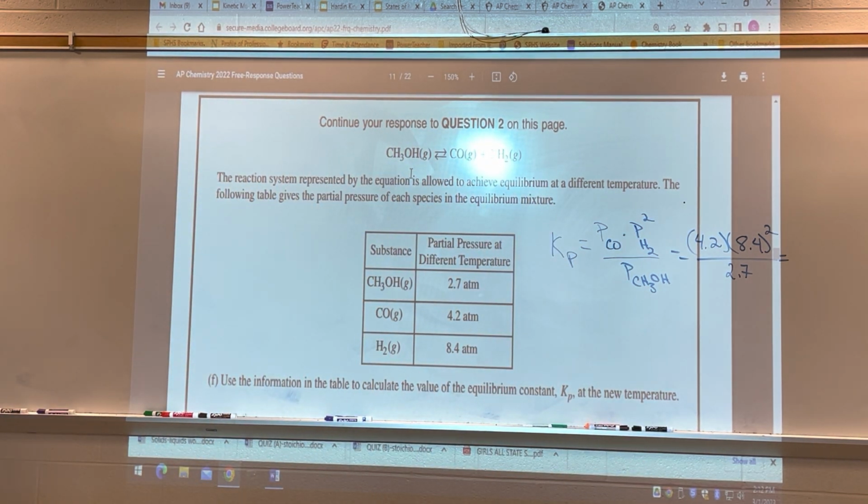You can do it one-handed? 106. 110. 110? Isn't it 2 sig figs? It would be 2 sig figs. Yeah, 110. Are we agreeing at 110?